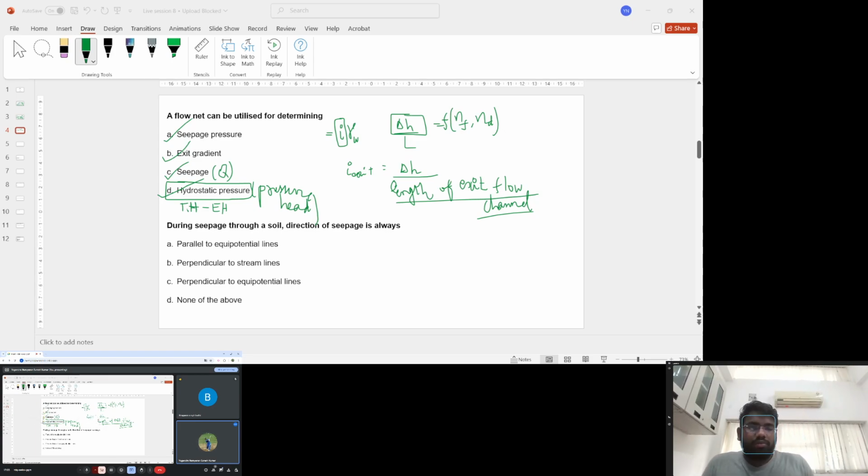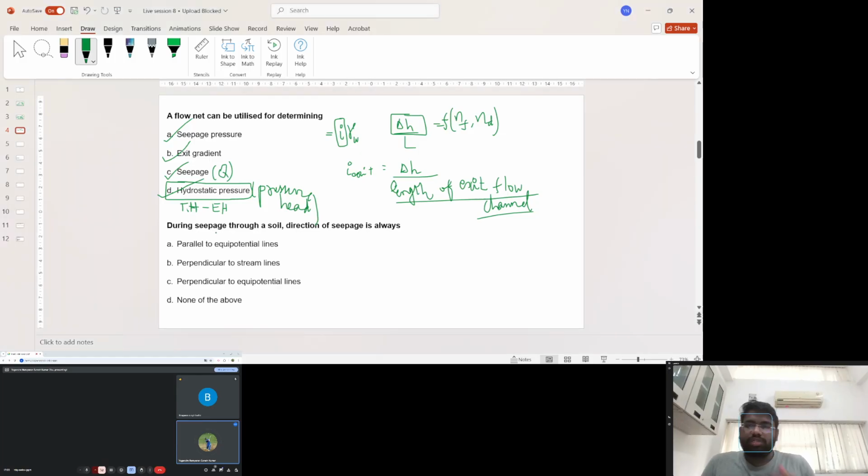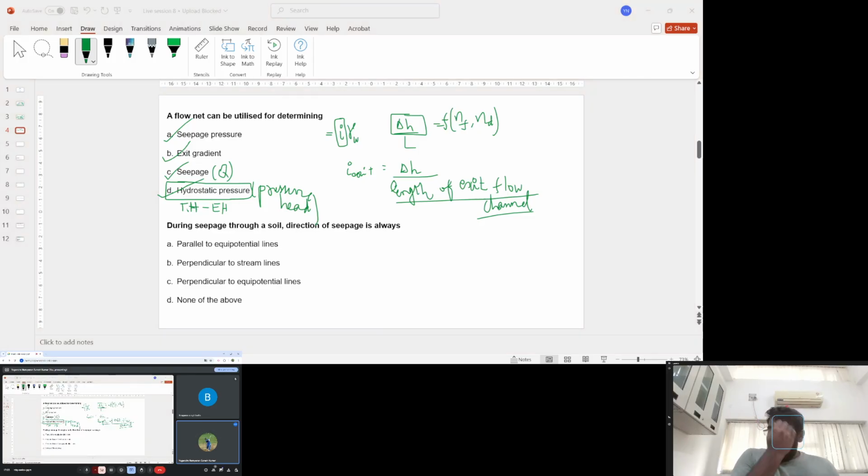All right. Now coming to the next question. During seepage through a soil, direction of seepage is always option A parallel to equipotential line, option B parallel to streamlines, option C perpendicular to equipotential line, option D none of the above. Any guesses? It's a straightforward answer.